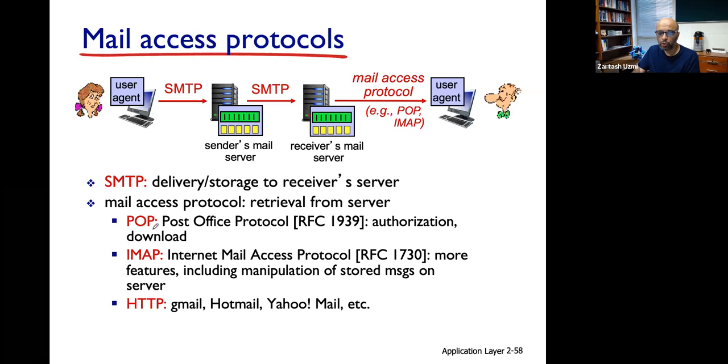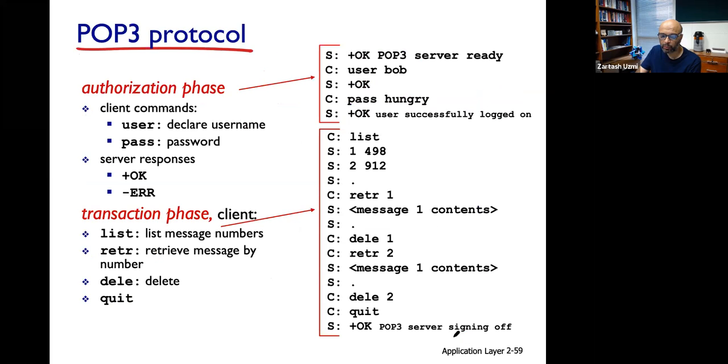Okay? So between the user agent and the sender's email server, you have SMTP running. Between the sender's email server and the receiver's email server, you again have SMTP. And then you have a mail access protocol, POP, IMAP, HTTP, using any of which the receiving party can read their email. Until they read it, it will stay in their mailbox.